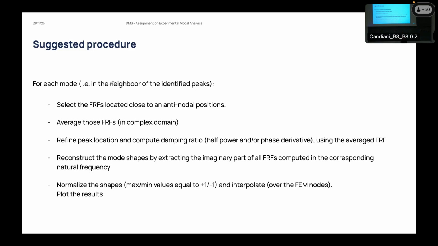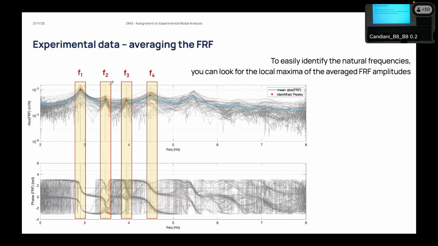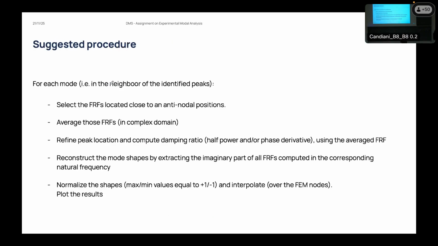That could be the yellow range I highlighted here. I made them in PowerPoint, so it's not that accurate, but the idea is to limit yourself to near the location of the peak. Over that position, you can select the frequency response functions that are located closer to the antinodal position. Which are the antinodal positions?